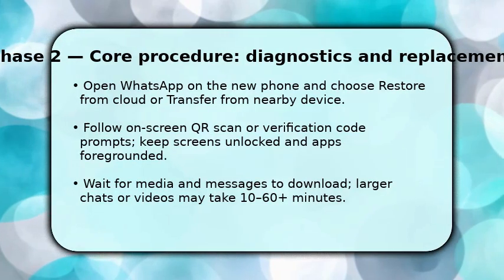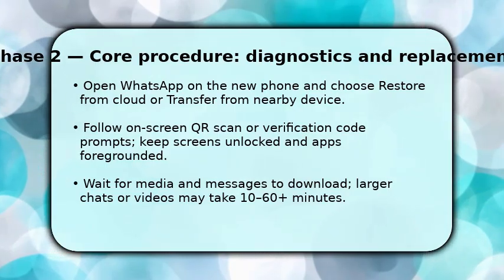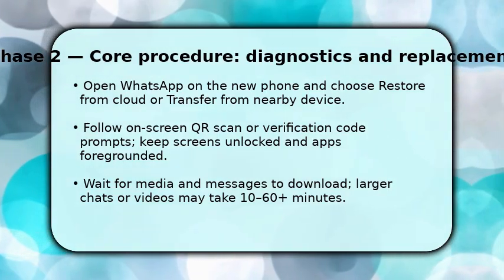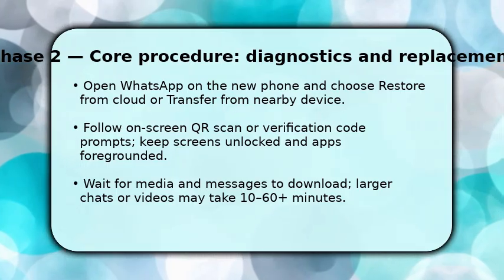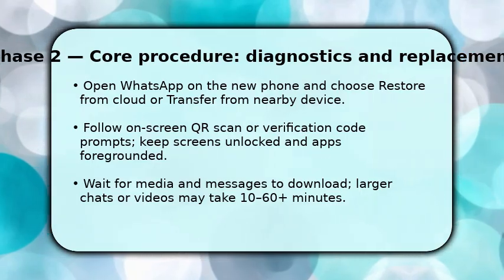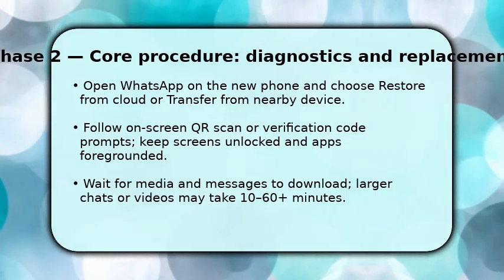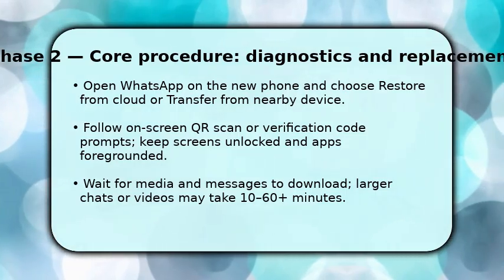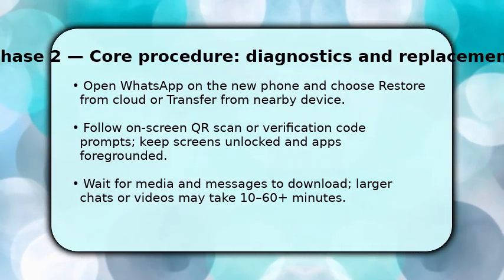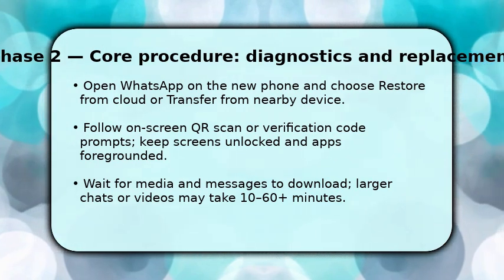You now start the actual transfer. Open WhatsApp on the new phone and select Restore from Cloud or Transfer from nearby device. If using direct transfer, scan the QR code shown on the old phone or accept the Bluetooth pairing. If using cloud, verify the same phone number and allow restore. Make sure both devices stay awake, unlocked, and on a stable connection. Be patient while messages and media download. Large videos take longer, so do not interrupt the process until you see completion.